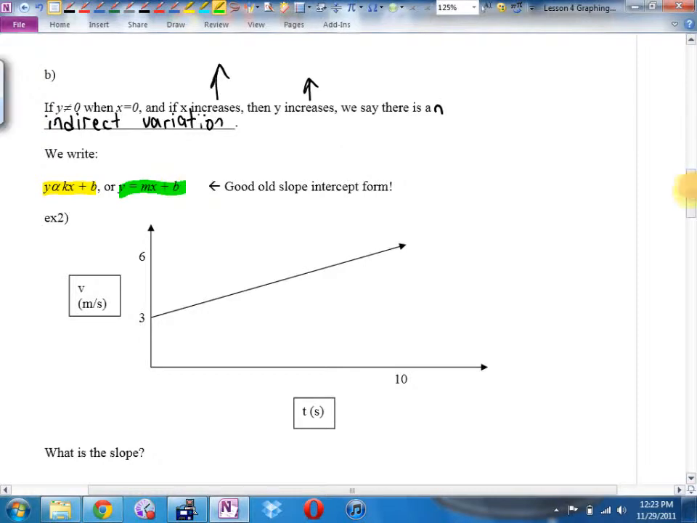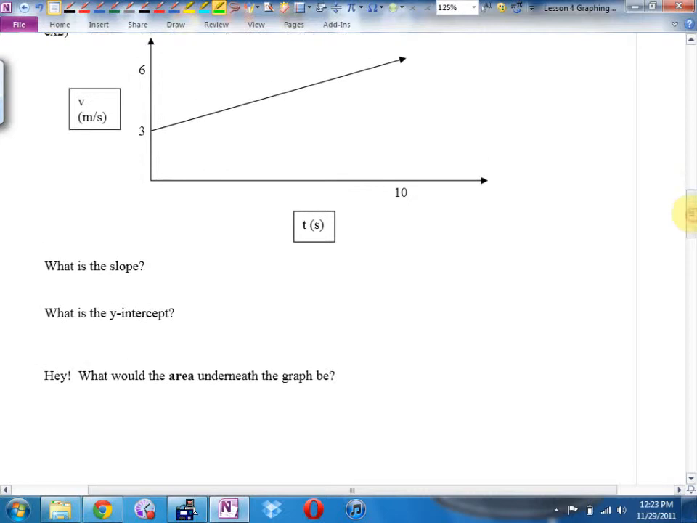Now, this is one of the times, in terms of bang for my buck, I almost always draw that because it takes me 1 second and it keeps me from making dumb mistakes. And then I can say the rise is 3 over, what's the run, Spencer? As a decimal, it's 0.3.